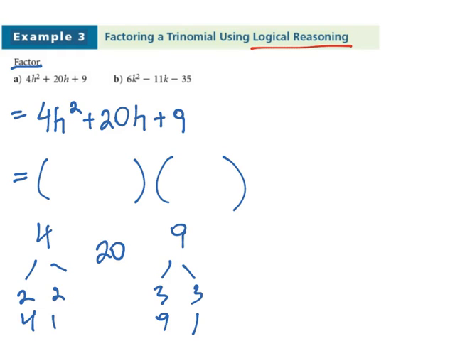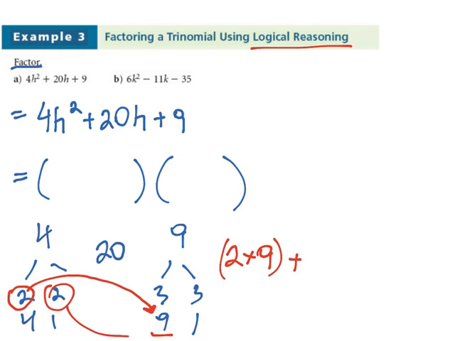Well, the combination is that we take 2, we multiply by 9, so 2 times 9, and we add 2 times 1. This will give us 20. So how do we put that into our factor? We'll put the first 2's in both these columns. Then we'll put the 9's.